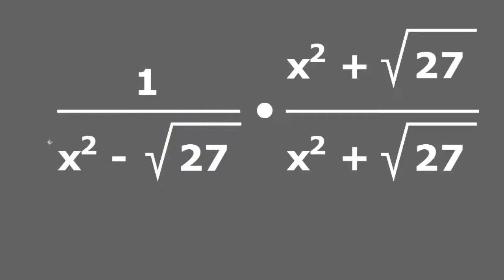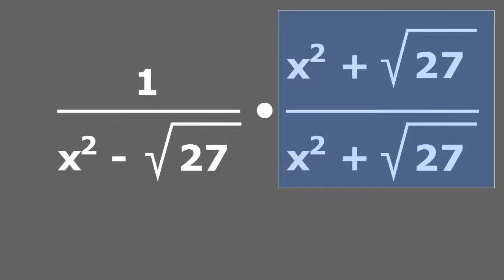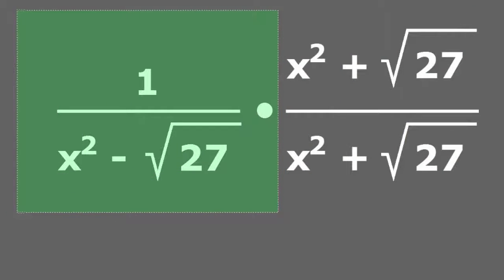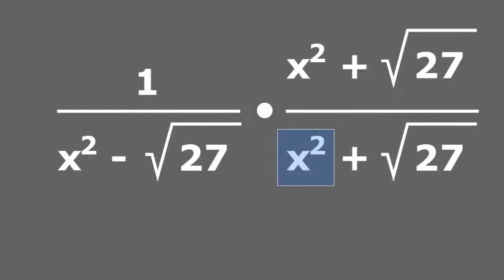The way I do that is that I multiply by a new fraction. This is the new fraction that I'm going to multiply with the fraction that I had originally. And this new fraction is composed of the conjugate of the denominator. This is the denominator, and the conjugate of the denominator is nothing more than taking the first term and leaving it exactly as it is, as positive x squared, and taking the second term and changing the sign.